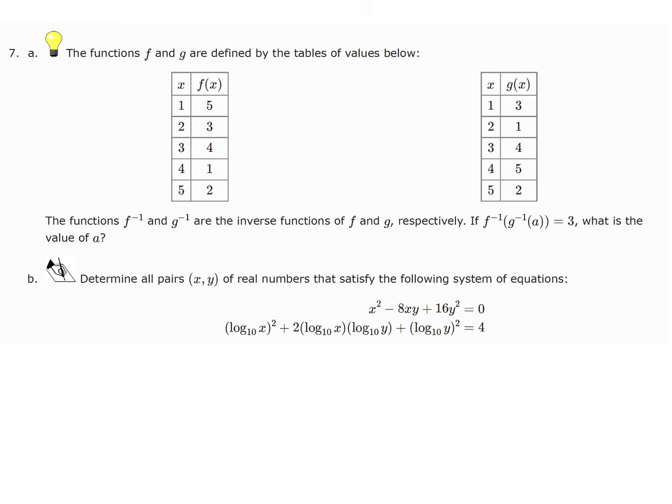The functions f and g are defined by the values in the tables below. The functions f inverse and g inverse are the inverse functions of f and g, respectively. If f inverse of g inverse of a is 3, what is the value of a?